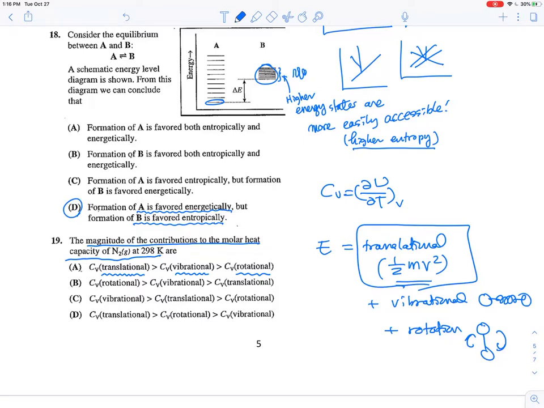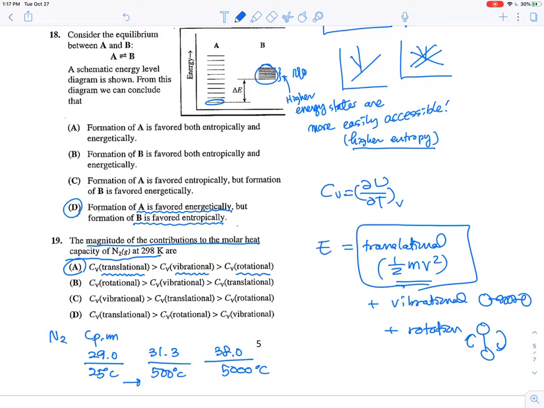Okay, so I think my answer is A. I also looked at the Wikipedia pages, and looking at N2, the molar heat capacity Cp values: 29.0, 31.3, 38.0. So that's at 25 degrees C, this is at 500 degrees C, and this is at 5,000 degrees C.